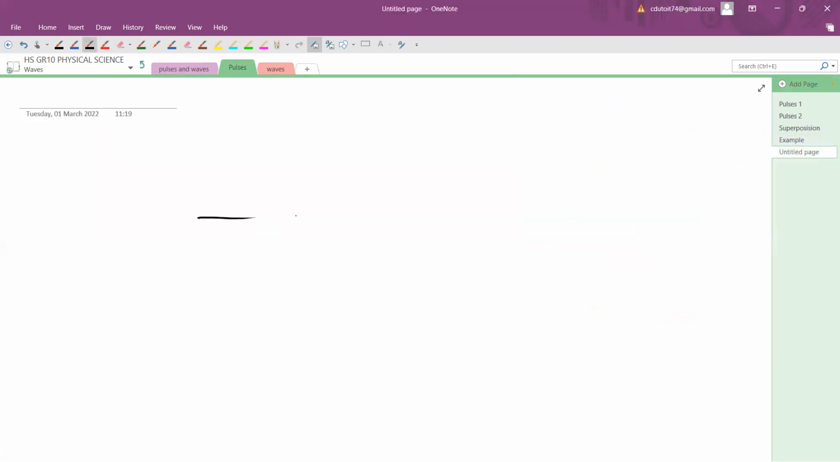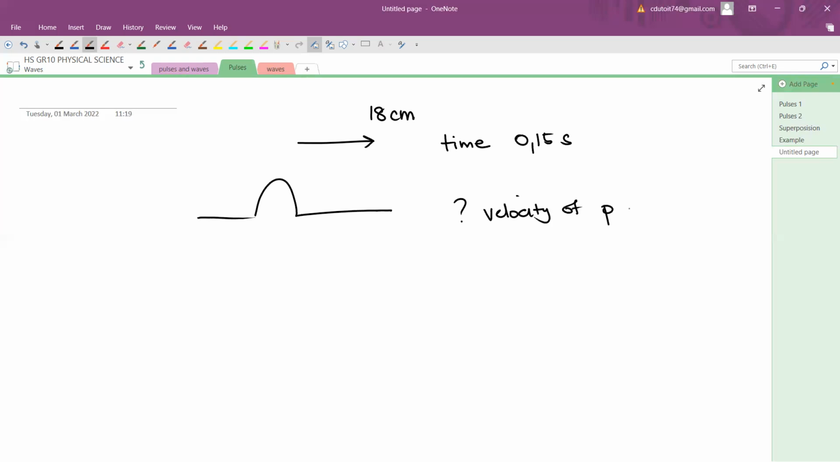Okay, I'm going to test you quickly. There's a pulse moving in that direction. It completed 18 centimeters. And the time it took to complete that 18 centimeters was 1.5 seconds. I want to know, what is the velocity of the pulse? Quickly do that.